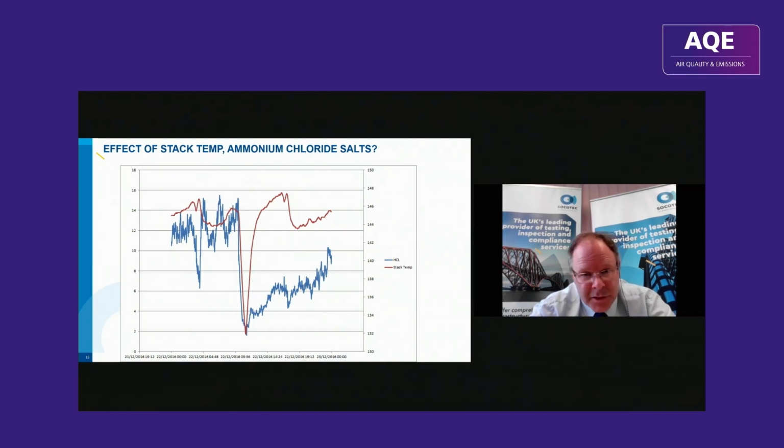And then as the stack temperature has gone back up quite quickly over a period of time, if those salts have been formed, we're then heating those salts back up in the stack and releasing the HCl and ammonia. And in this case, you can see the HCl slowly starting to climb back up to its previous level again.